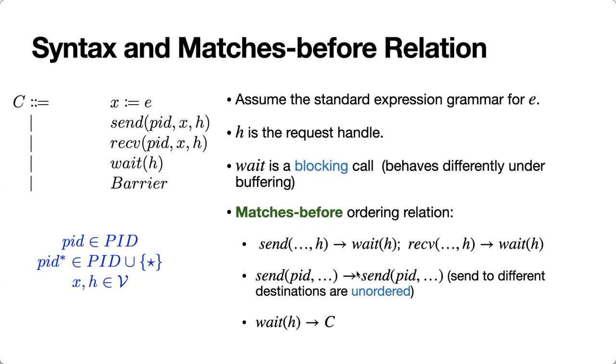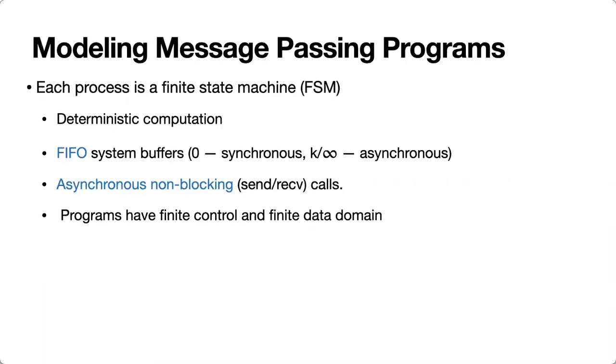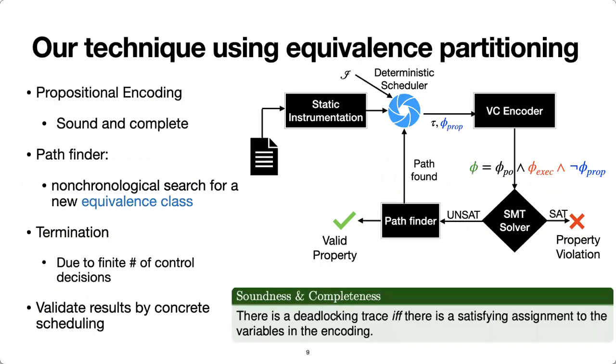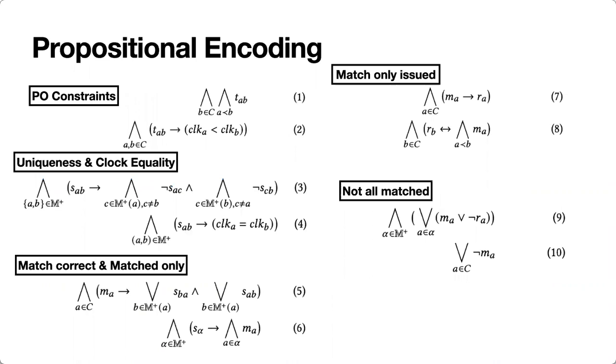So I'll tell you what happens under infinite buffering. Under infinite buffering, every send call that's issued immediately completes, which means its associated wait calls become no-ops. And therefore, this third rule vanishes. Because waits do not exist, notionally, you could very well remove the matches-before relation between a wait and the subsequent operation. So if that makes sense, then I can go ahead.